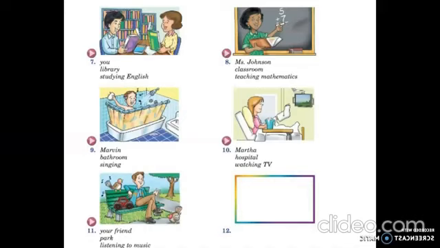What's she doing? She's watching TV. 11. You begin. Where's your friend? He's in the park. What's he doing? He's listening to music.